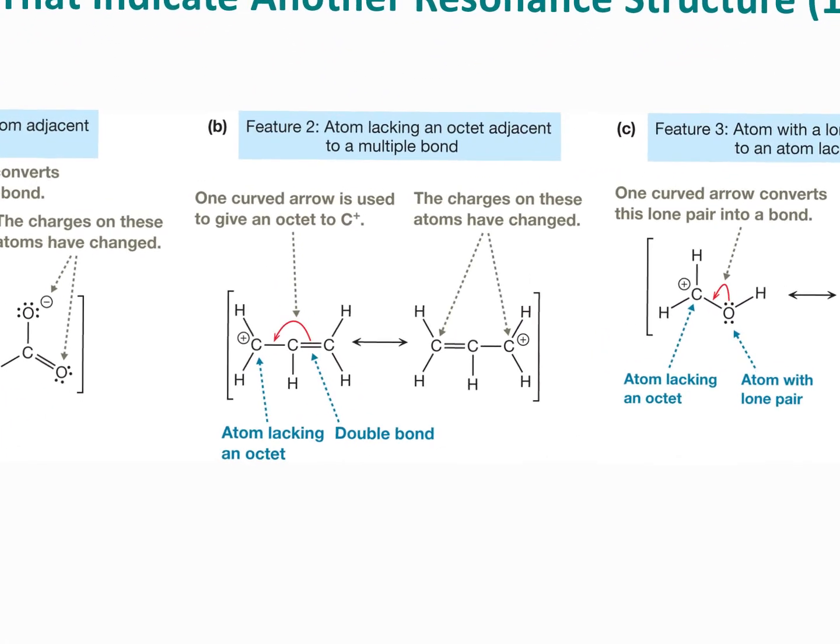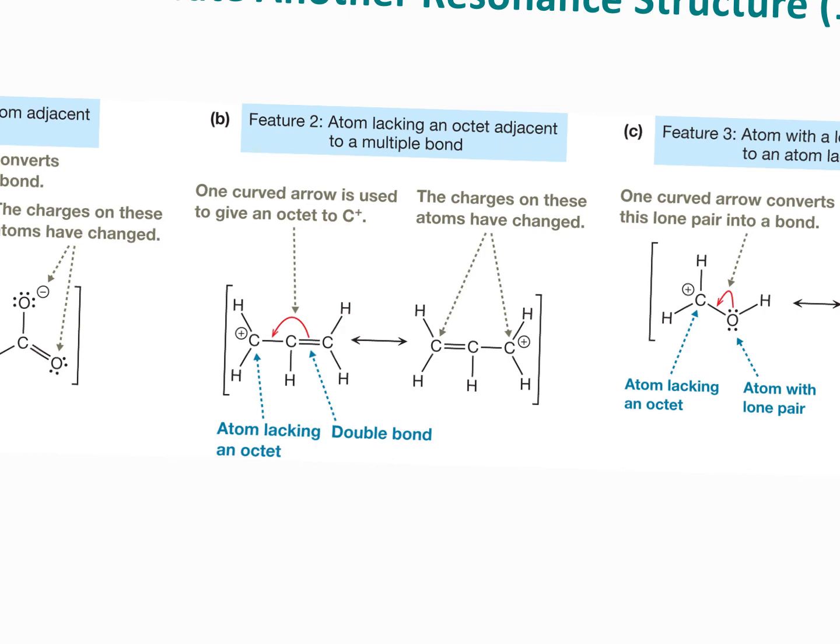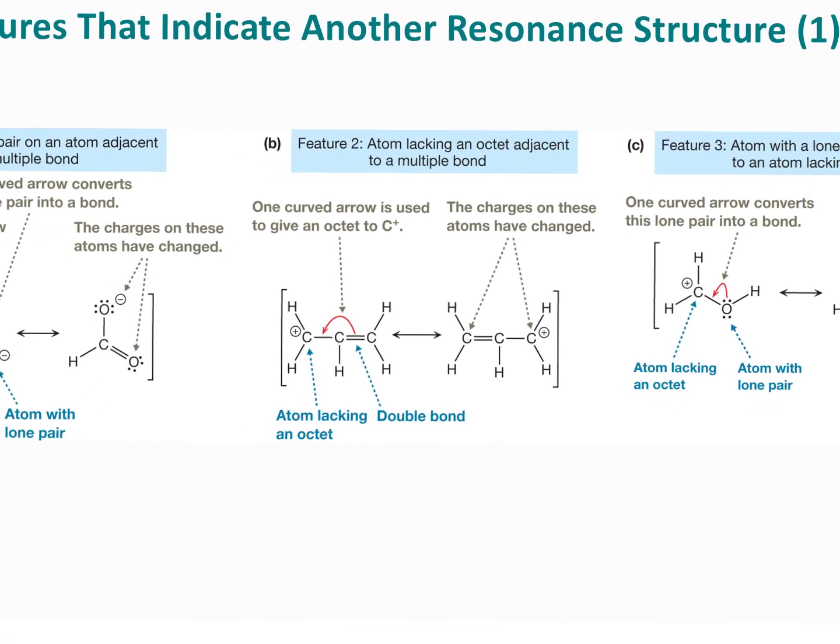Now let's come here and look at feature two. In feature two, we have an atom lacking an octet adjacent to a multiple bond. Okay. So notice that this carbon here is lacking an octet. It just has 2, 4, 6 electrons around this carbon. And this guy is next to a carbon with a double bond. So notice these electrons can move towards the carbon lacking an octet, and this should make sense because electrons are negative and this is positive, and it can flop over here.